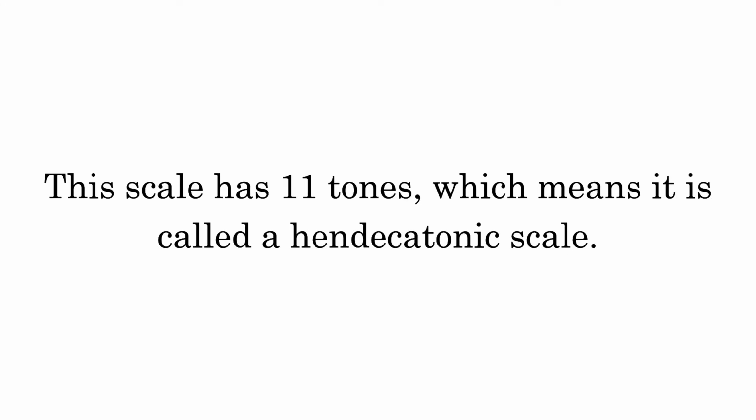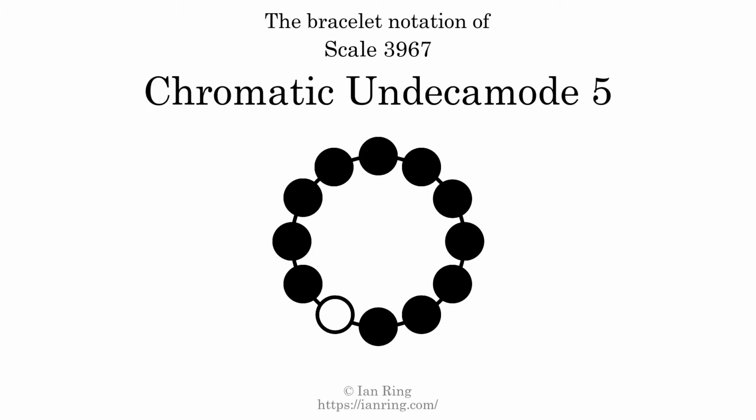This scale has 11 tones, which means it is called a hendecatonic scale. This is a bracelet notation diagram of scale 3967. The shaded circles represent tones that appear in the scale, and they are read clockwise, starting at the top.